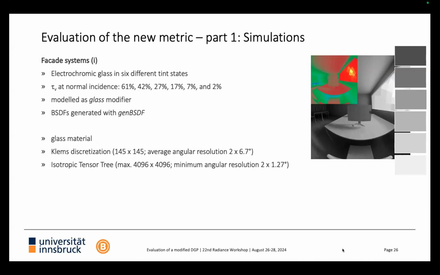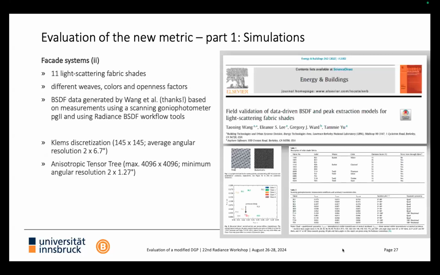I evaluated that for 2 different settings. Once for an electrochromic in different tint states, and then for the different fabric shades that Towning provided me with. So we had all the tint states that we found from the Halio webpage, but just modeled as a glass with these transmittances, as glass material, or as klems and as tensor-tree material. The second part with the fabric shades, we had these 11 data sets from Towning in klems and in anisotropic high resolution as well, and we went through all of these as well.